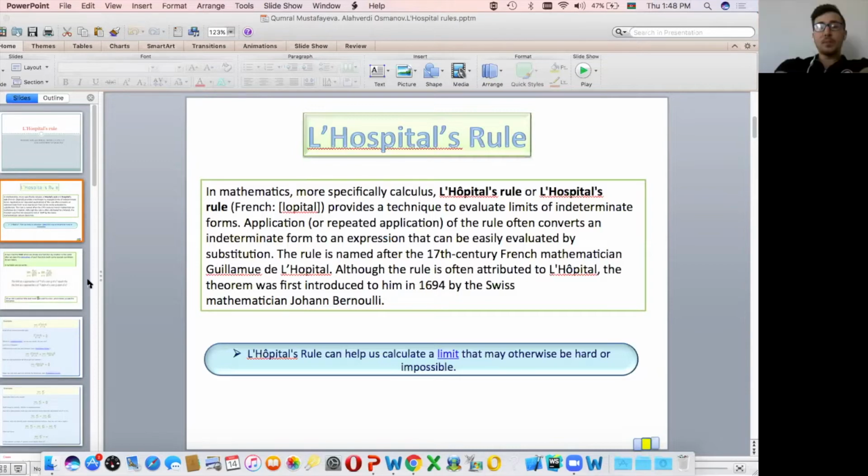In mathematics, more... Please, no, in English. In mathematics.